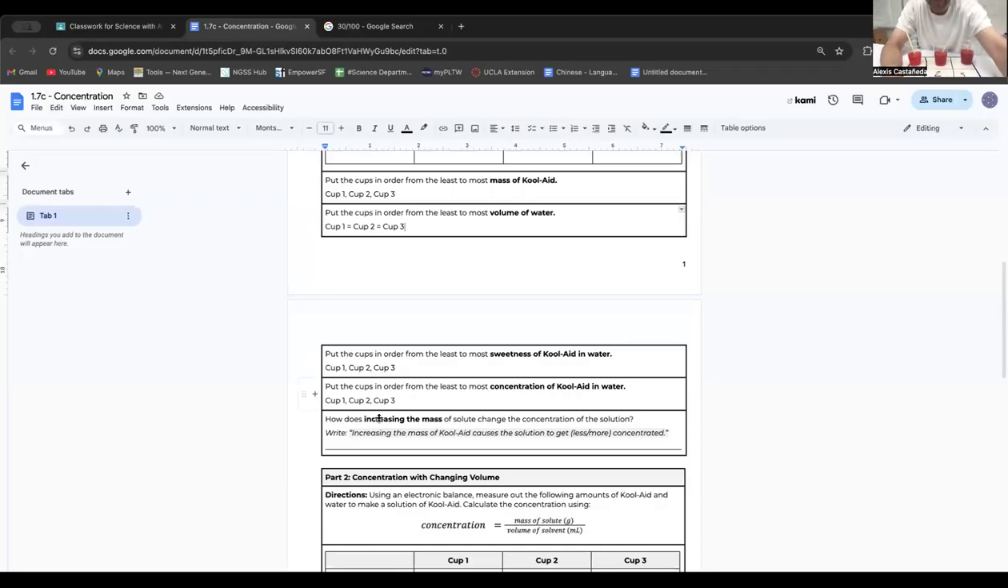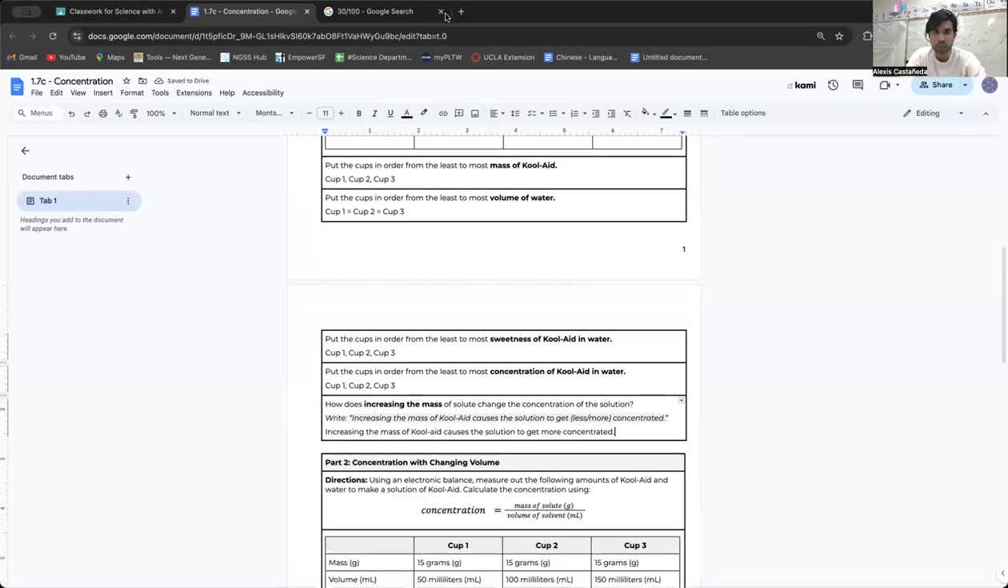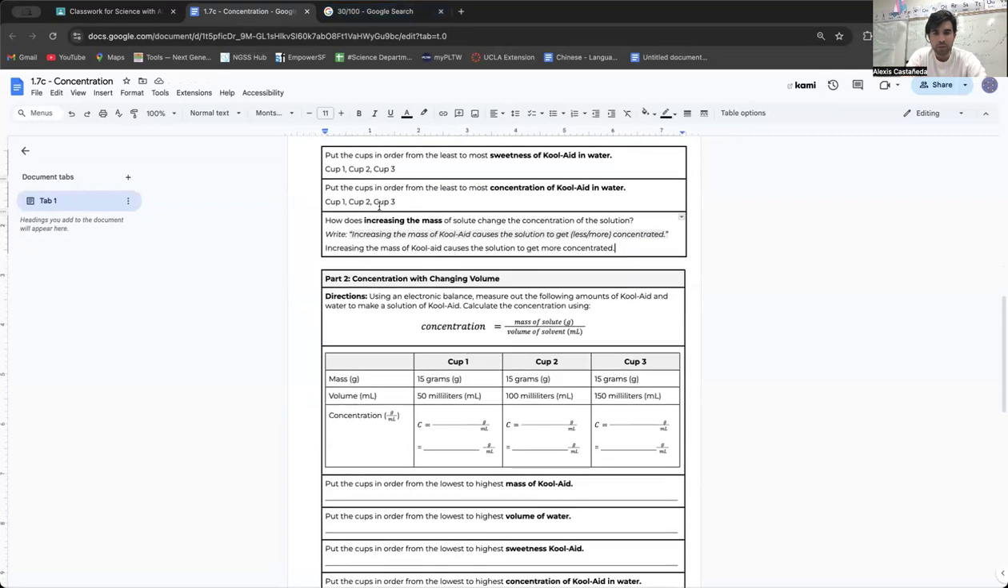So what we'll say is increasing the mass of Kool-Aid causes the solution to get more concentrated, right? Which makes sense. If I add more sugar, it's sweeter. So that helps us there. Let's then move on to this next question here.